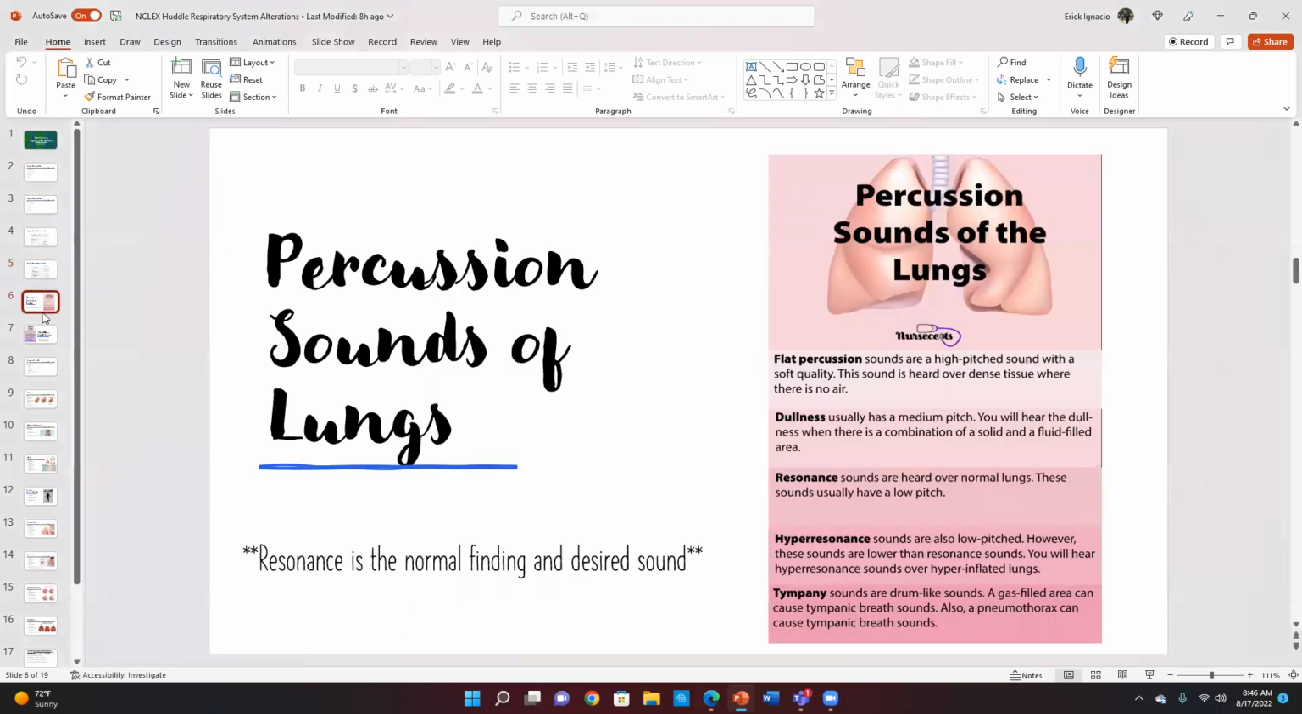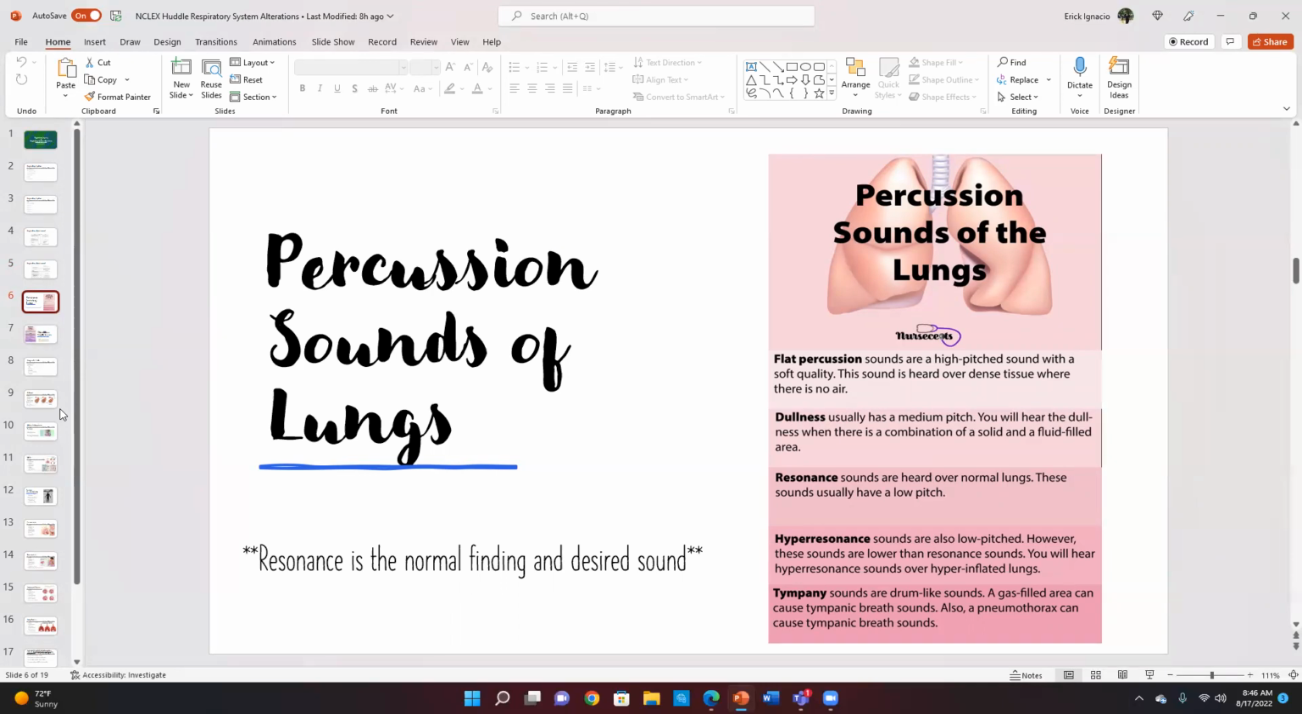Okay, so when we think about respiratory, we want to understand the percussion sounds of the lungs. So flat percussion is what's going to be high pitched, and this is going to be the sound that's heard over dense tissue, for example, over the liver. There's also dullness, and this is a medium pitch, and this is a combination of solid and fluid-filled areas. Maybe a patient that may have pneumonia may have sounds of dullness upon percussion.